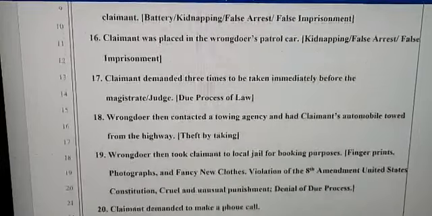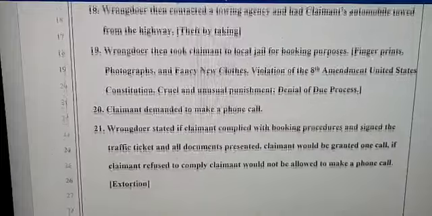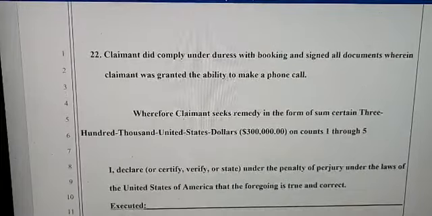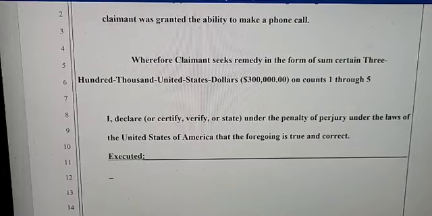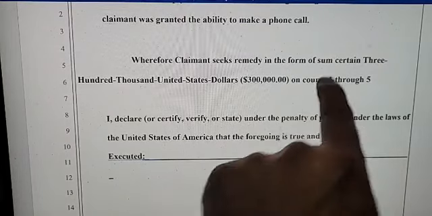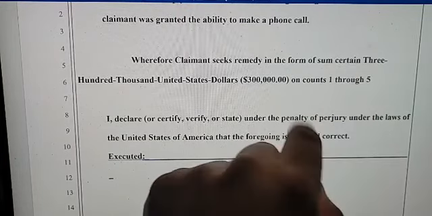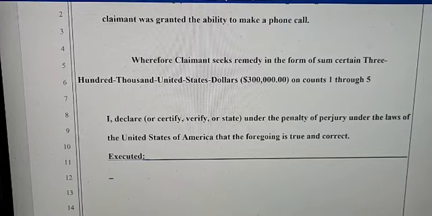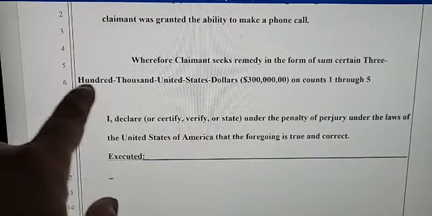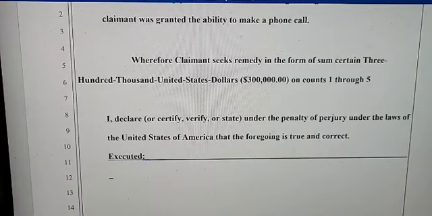So anyway, this was just a little skit laid out by me with everything I got crammed in my head. It's a hypothetical situation. You guys can go back through there, but you can see what I did. Wherefore claimant seeks remedy in the form of some certain. Now, this is something that was pointed out to me by Mr. Anonymous, and this is why I love this man so much. Some certain.